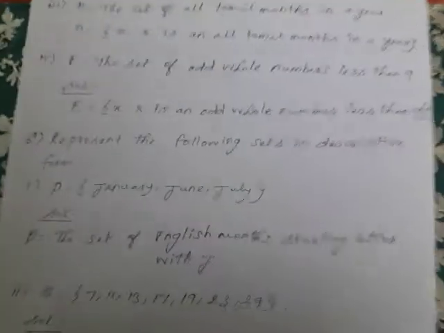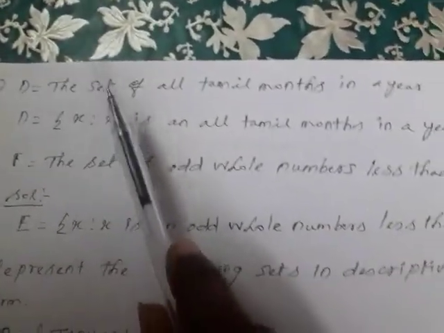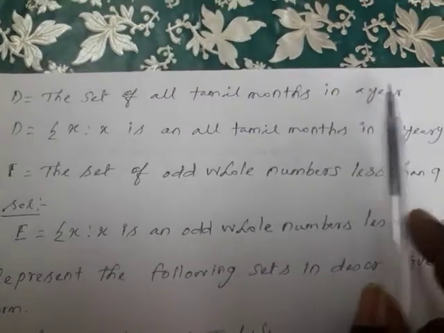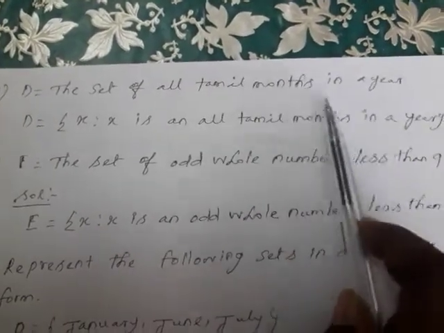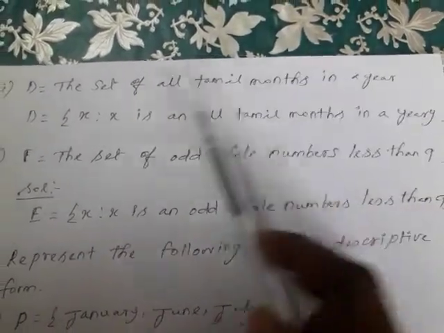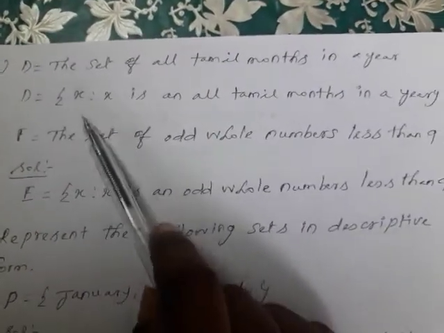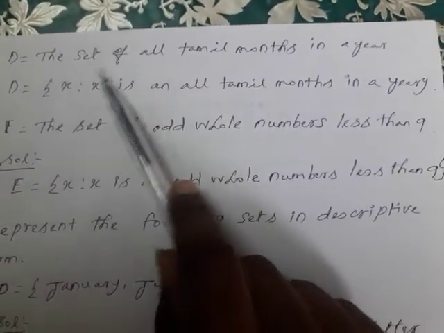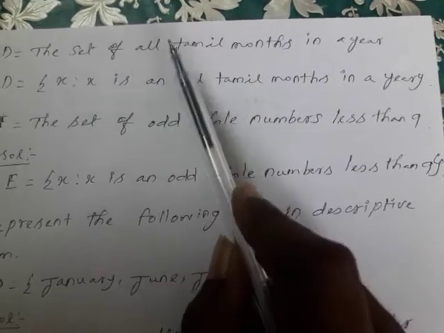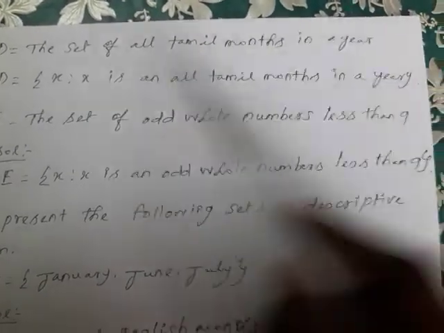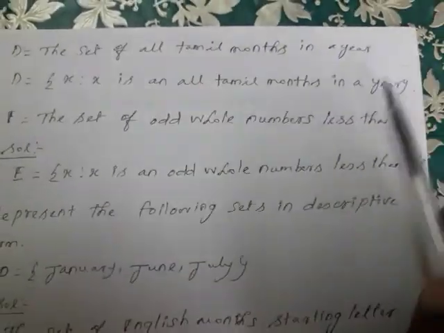The next one, third question. Set D is equal to the set of all Tamil months in a year. This one directly you will write. Set D is equal to x such that x is all Tamil months in a year. Remove the set of, the remaining you have to copy and write.